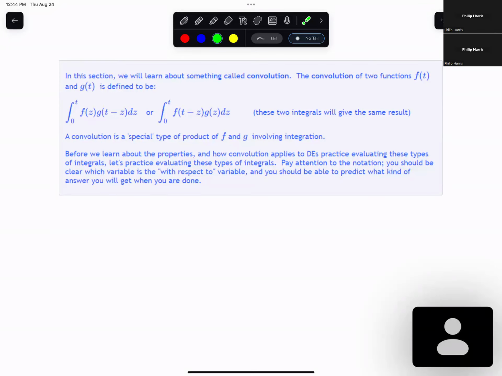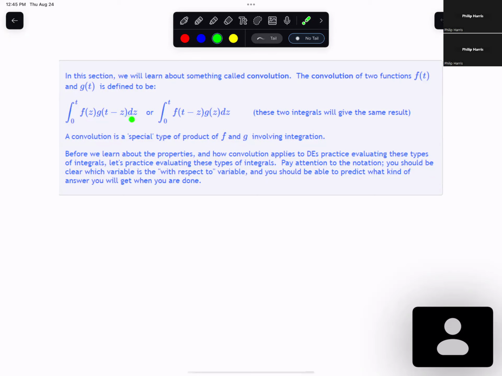But initially, let's just talk about the nature of these integrals. The first thing to realize is the integral is dz. Z is a dummy variable here. The functions f of t and g of t are both functions of t, but this integral is with respect to a dummy variable z. Z does not appear in f or g. If we do this integral dz, then we are integrating with respect to z, and t is treated as a constant in this integral.